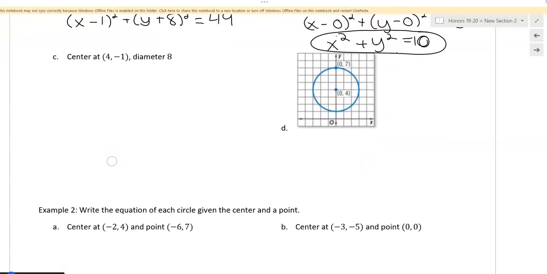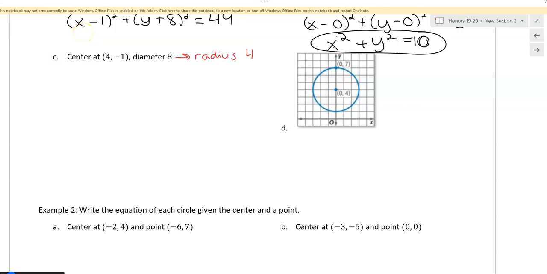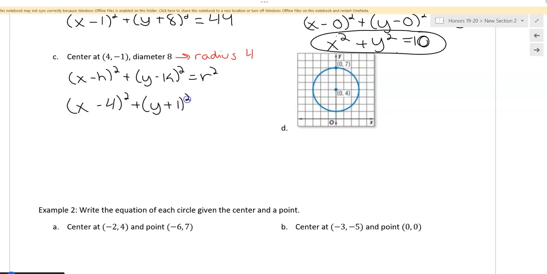Part C, center at (4, -1), diameter of 8. Well, I need my center and my radius. So if my diameter is 8, then my radius is 4. So we're still using all these different ideas. So I have (x minus h) squared plus (y minus k) squared equals r squared. So that's (x minus 4) squared. Y, it was negative, so (y plus 1) squared. And 4 squared is 16.